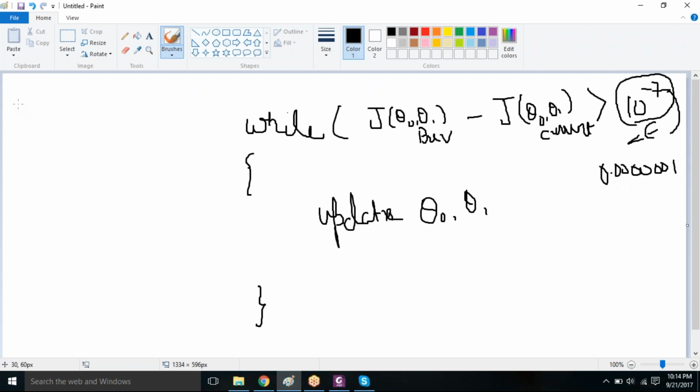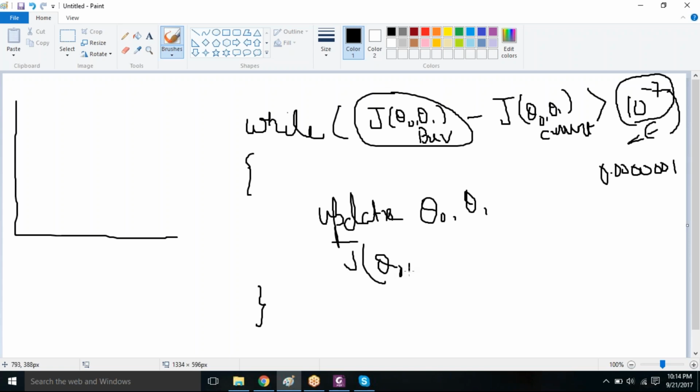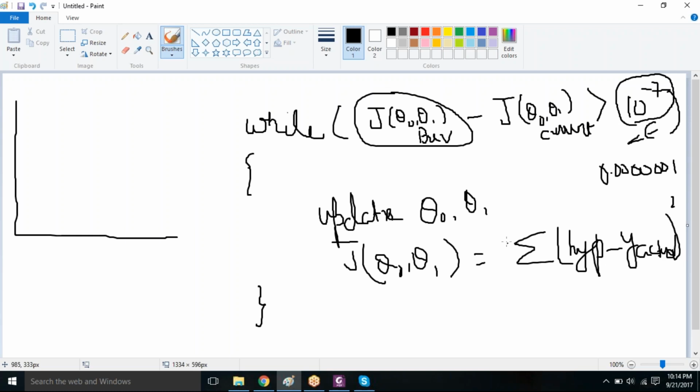And moreover, I will show you a very good thing. Plot this cost function over iterations. You update your theta naught and theta 1, and then you calculate the cost function. You keep on calculating this and save it in an array, or in any variable. And if you plot it here, say this is iteration, and this is cost. The y-axis is your cost and the x-axis is iteration.